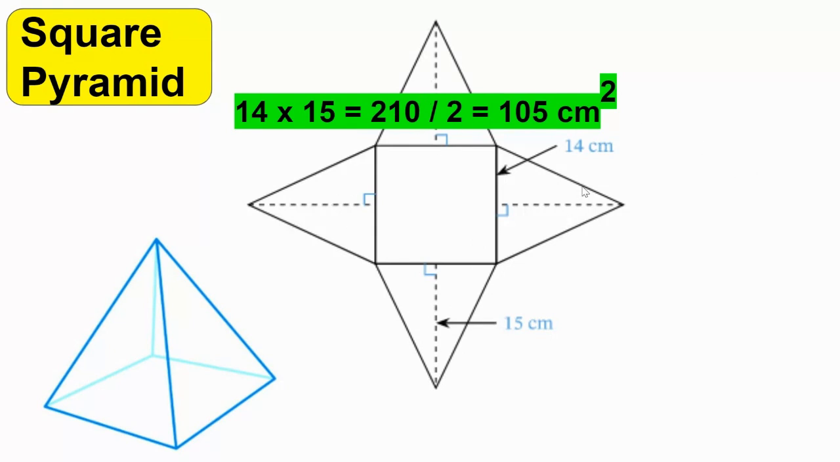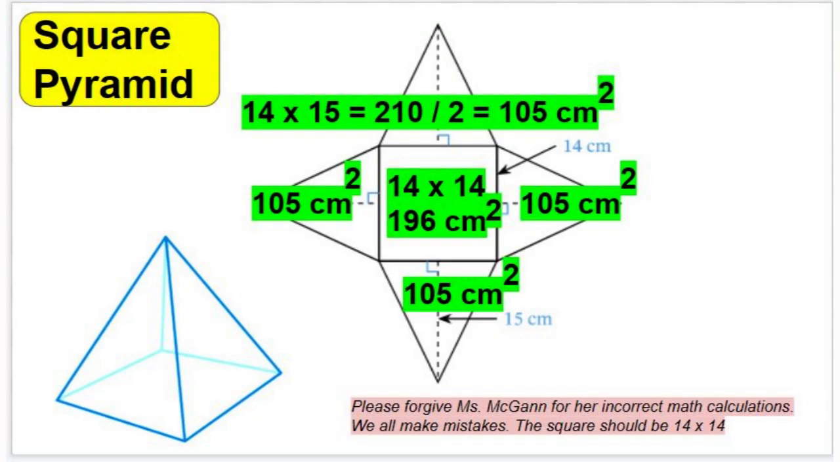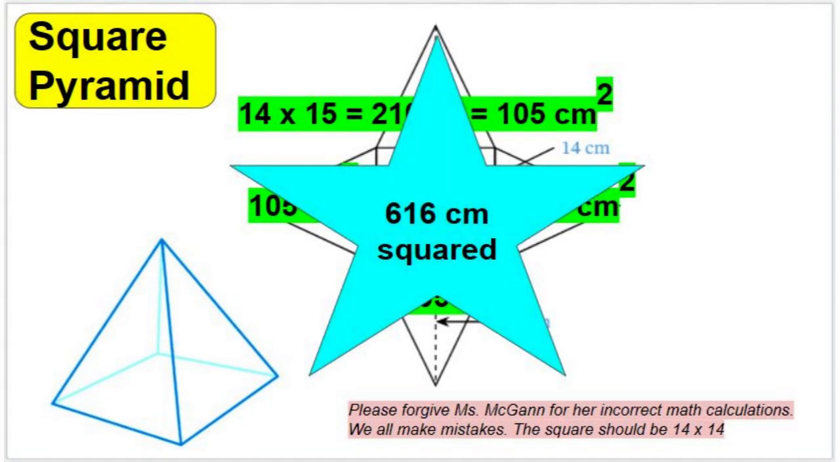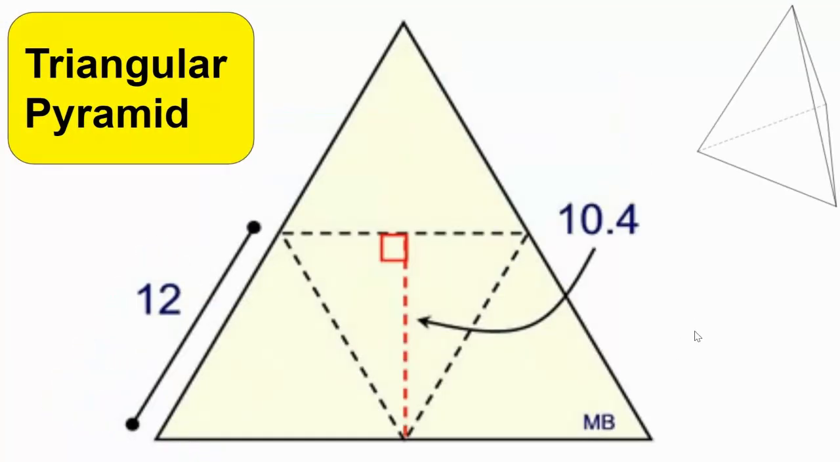So if we do it for all 4 triangles, that would be 105 centimeters squared for each. And then if we calculate the area for our middle piece, which, oops, it looks like I made a mistake. These side lengths aren't 15, they're 14. Oh, come on, Miss McGann. So I do have 225, but technically this is not the correct number. So I'm going to correct that. And it would be 645 centimeters squared if Miss McGann did her math, but she did not check that correctly.